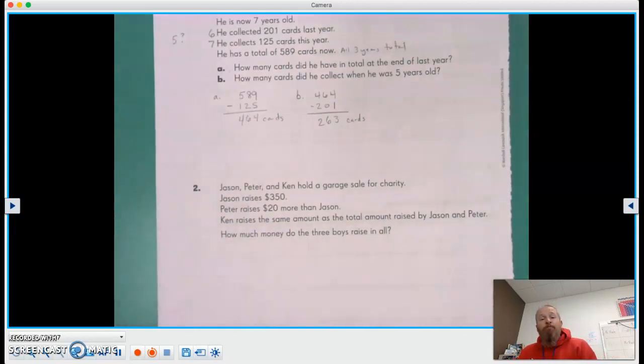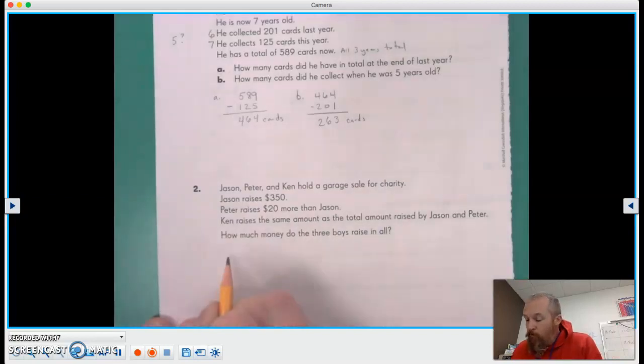Jason, Peter, and Ken hold a garage sale for charity. Jason raises $350. Peter raises $20 more than Jason. Ken raises the same amount as the total amount raised by Jason and Peter. How much money do the 3 boys raise in all?